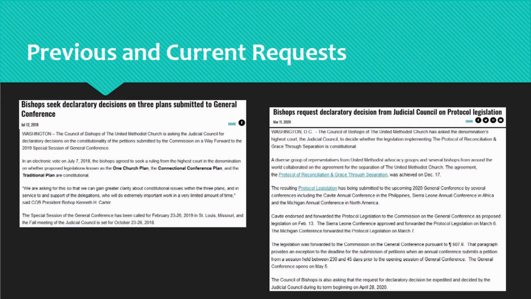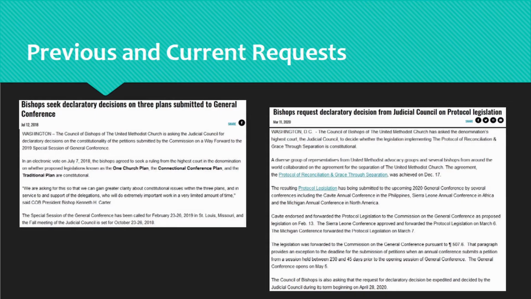At the 2016 General Conference, the Judicial Council issued a declaratory decision regarding the Plan UMC revised legislation. Before the 2019 Special General Conference, the Judicial Council made declaratory decisions about the legislation comprising the One Church Plan and the Traditional Plan, and during that Special General Conference, the Judicial Council was asked to make additional declaratory decisions about legislation at various stages. That precautionary step may once again be taken at the 2020 General Conference.